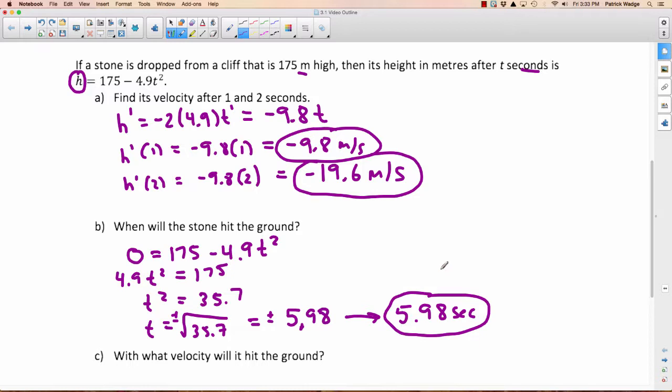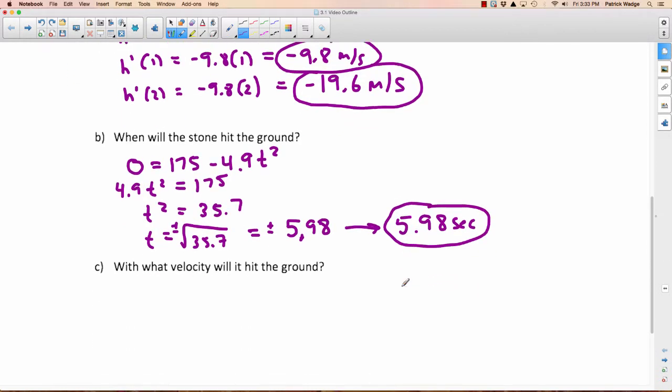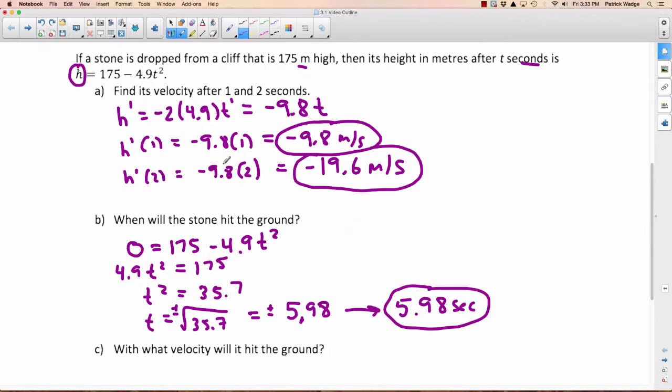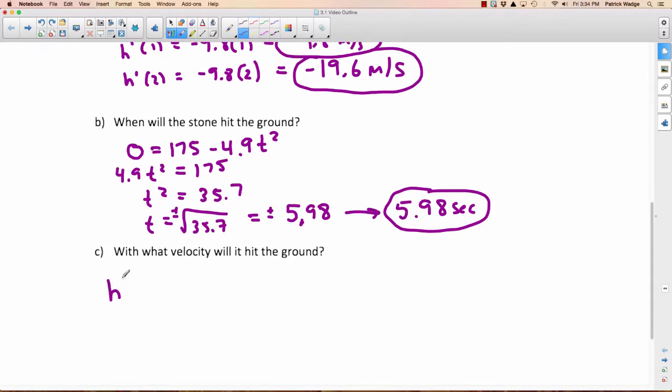With what velocity will it hit the ground? So what we're interested in is when the stone hits the ground, which is going to happen after 5.98 seconds, how fast is it going? That's velocity. We already found out that this function right here will always tell us the velocity. So all we have to do is put 5.98 right there. So let's do it. H prime of 5.98 equals negative 9.8 times 5.98.